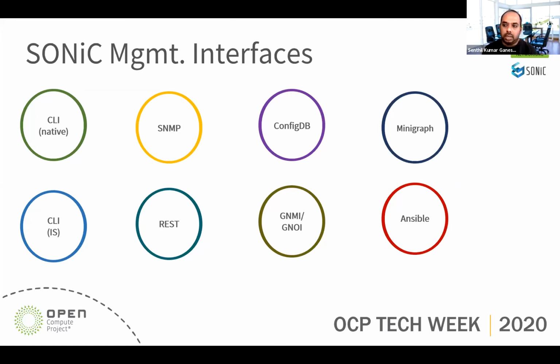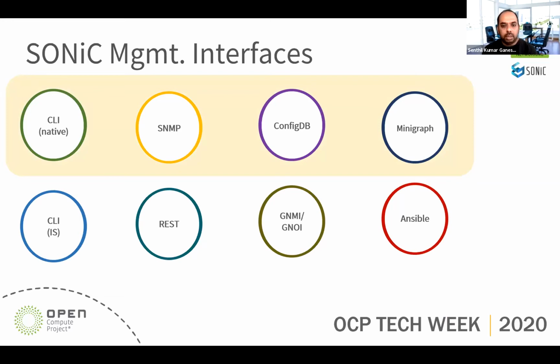Let's get into the SONiC model-driven APIs and FRR integration. What you're seeing on the screen right now is the different management interfaces available in SONiC. So what we have is a native CLI. This is a legacy Python-based Click CLI available in SONiC. And we have SNMP, which provides a set of MIBs to monitor SONiC. It's a little limited, read-only today.